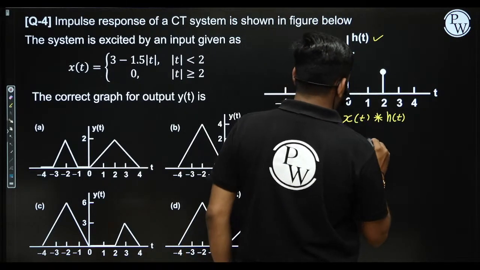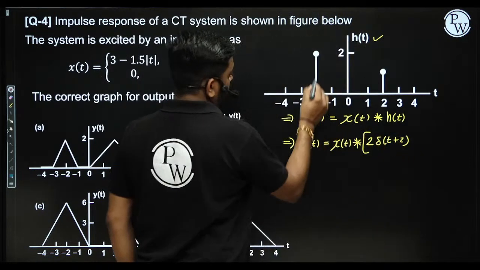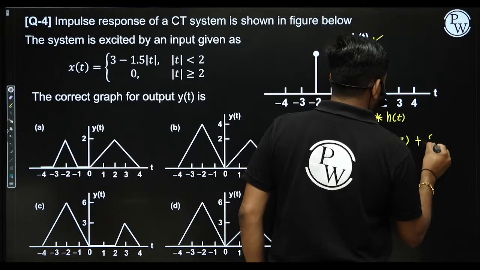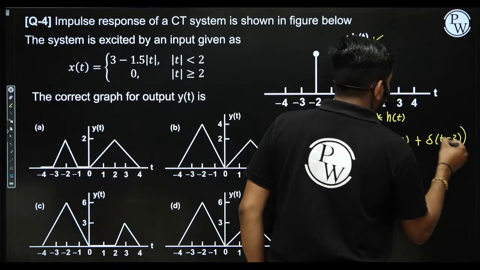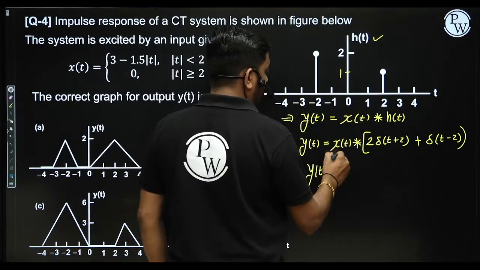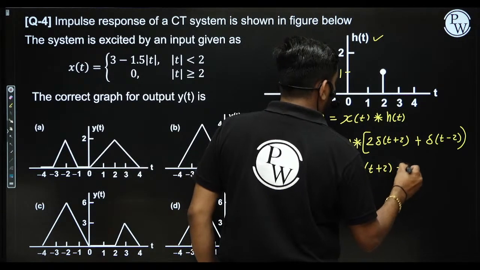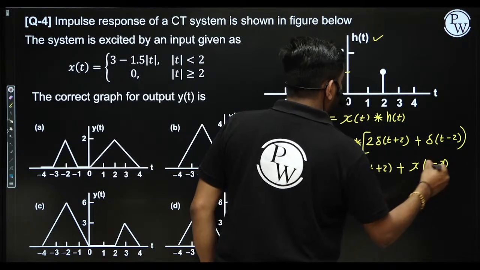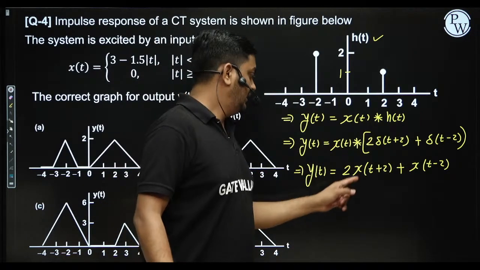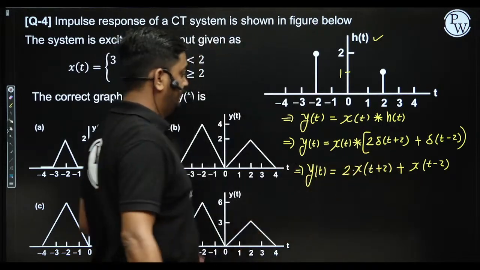If I am writing y of t, it is x of t convolution with 2 del t plus 2, this impulse, and for the other impulse, of course 1, so plus del t minus 2. Clear? So y of t will be x of t plus 2, by the convolution property, plus x of t minus 2. So x of t will shift right side by 2 units and left side by 2 units, and while shifting left side it is multiplied with 2 also, and then simply addition.